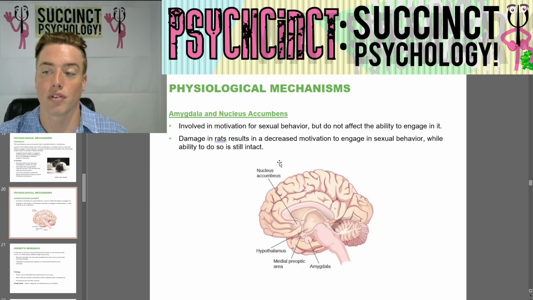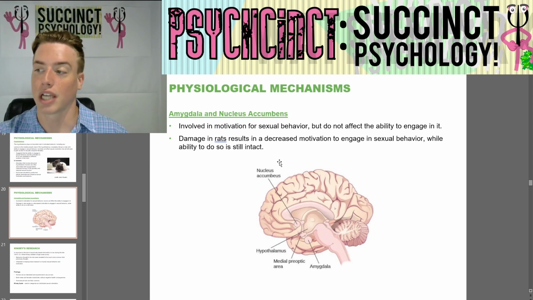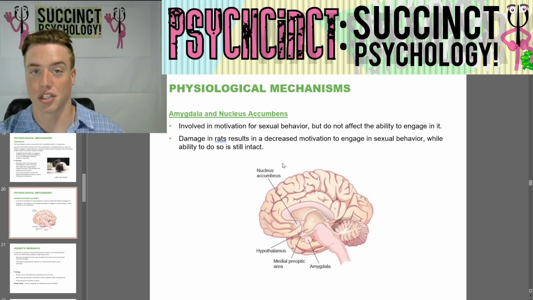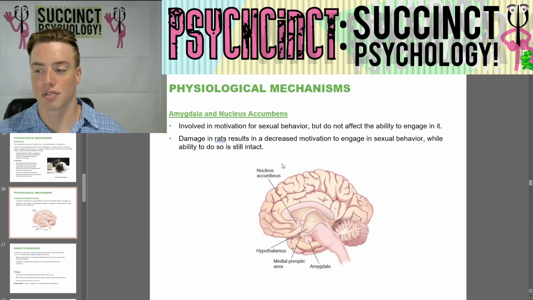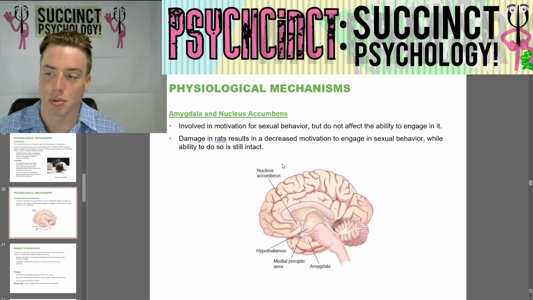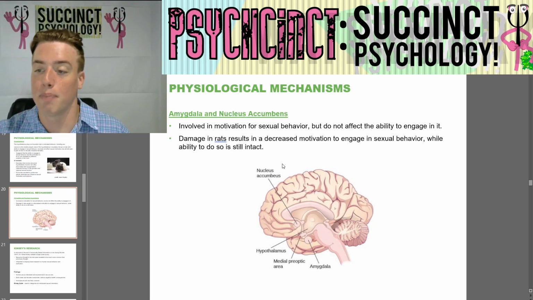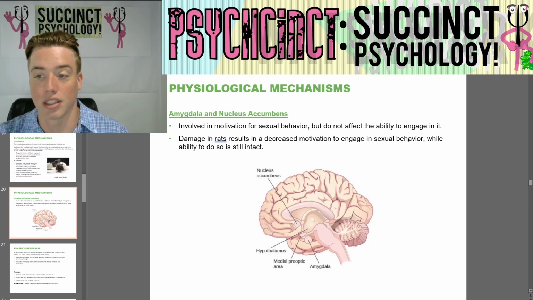So, these are involved in motivation for sexual behavior, but do not affect the ability to engage in it. So again, motivation and ability to engage is very different. You can still be motivated, just not able to. Now, damage in rats results in a decreased motivation to engage in sexual behavior, while ability to do so is still intact. So here, rather than decreased ability and same motivation, they just aren't motivated to engage in sexual behavior.